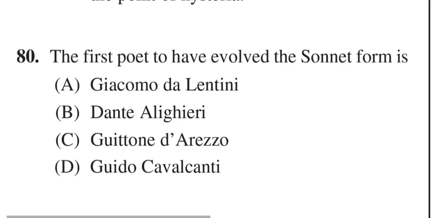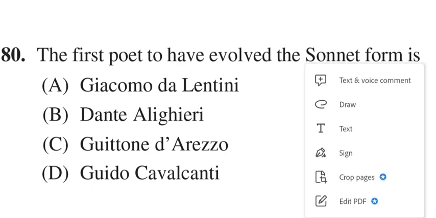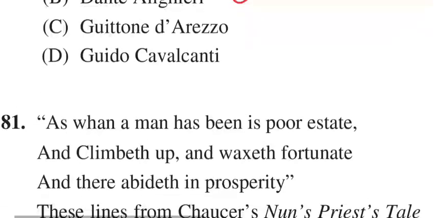Number 80, it says, the first poet to have evolved the sonnet form is who? Giacomo da Lentini, Dante Alighieri, Guittone d'Arezzo, Guido Cavalcanti. These names are tough to pronounce, for me, not for you maybe, but for me. And if I have pronounced them wrong, I am sorry for that. I will try to improve. For 80, the correct answer will be A, Giacomo da Lentini. I think he was Italian, if I'm not wrong.